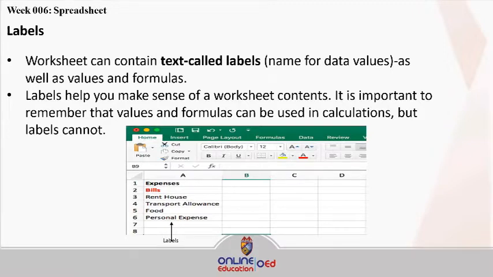So, we have here the different example set. We have expenses, that is a label. The bills, the rent house, transport allowance, food, and personal expense. So, those are the examples of labels as shown in the image.